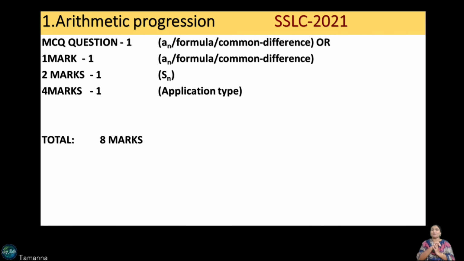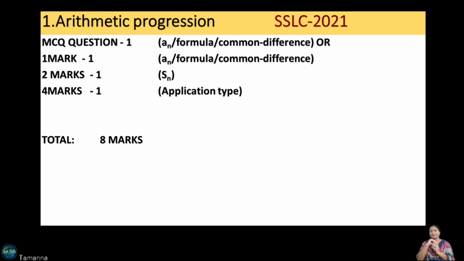In arithmetic progression, the MCQ question, where 4 options are given, is regarding the AN formula or SN formula, or A, or the common difference. Then the 1 mark question is also about the AN formula. It can be fill in the blanks, or a simple sentence question, and maybe also a small type of problem. The AN formula and the common difference can be found out on the basis of that 1 mark question.